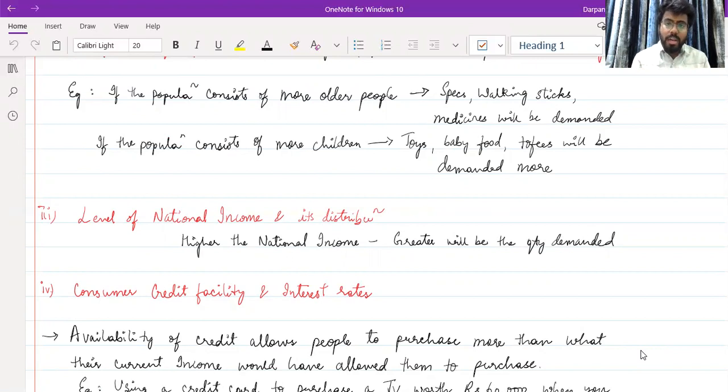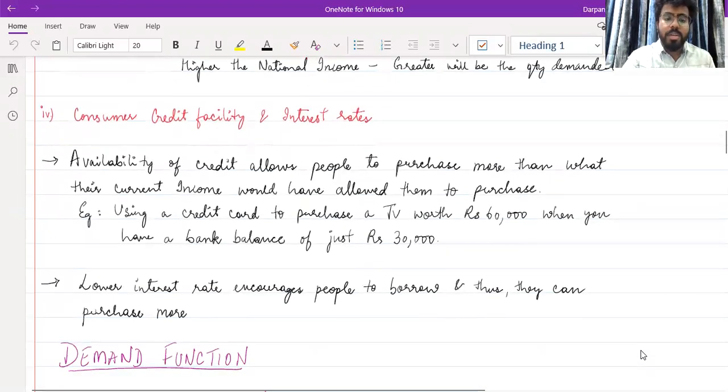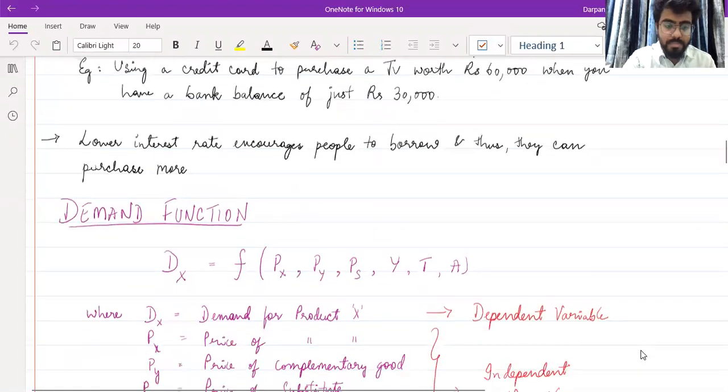Rich people will demand what kind of goods? Comforts and luxuries, right? If it is unevenly distributed, that means rich people will be owning much of the income. That means more comforts and luxuries will be demanded. So distribution of income will also determine the demand. Then consumer credit facility and interest rate, as to how easy it is to get loans and at what interest rate I am getting loans, right? If I'm getting a credit card very easily, then I can demand more than what I could have without that credit card. Similarly, if the interest rates are low, I can take up loans and I can demand goods, right?